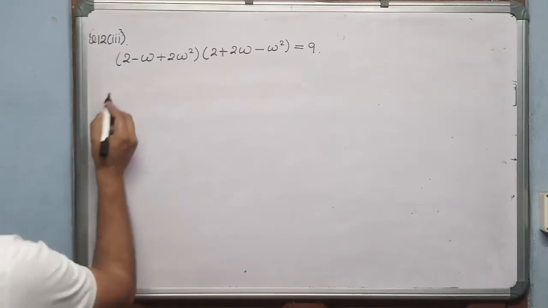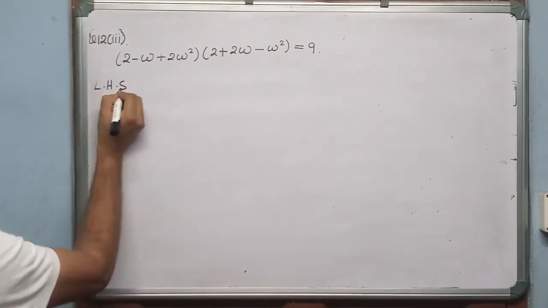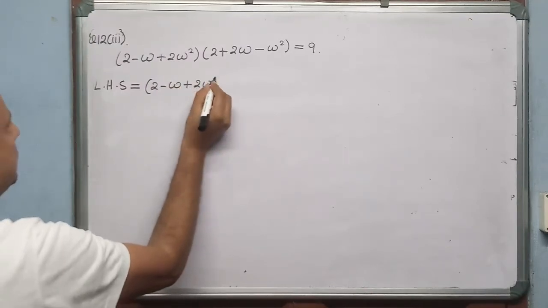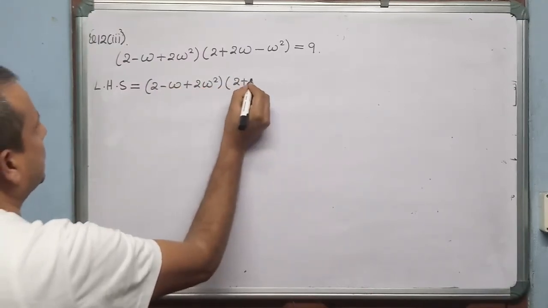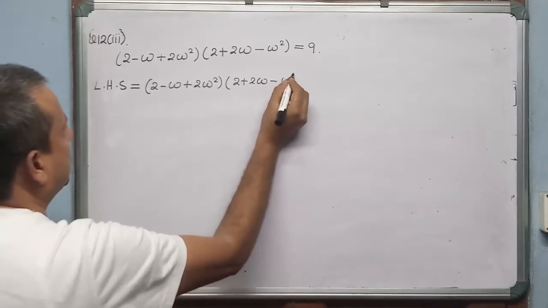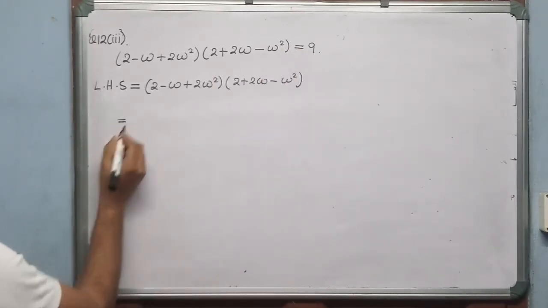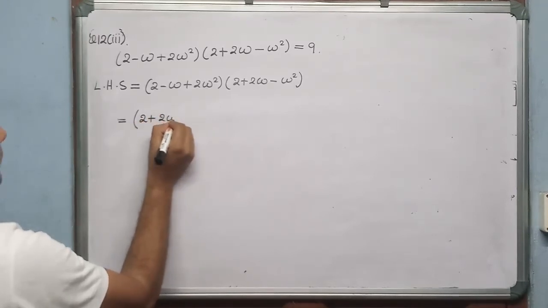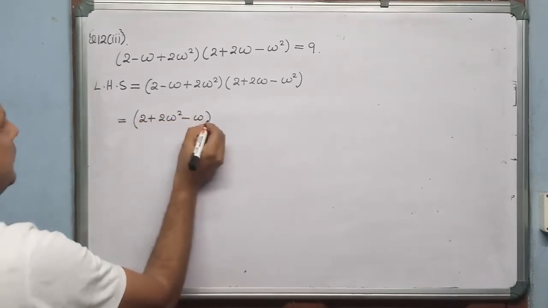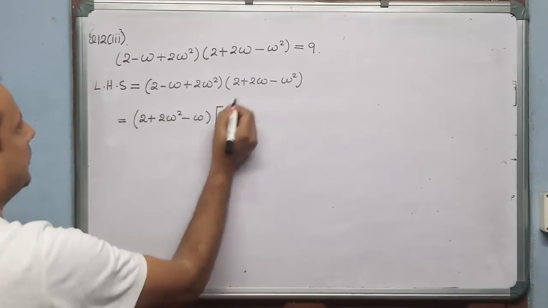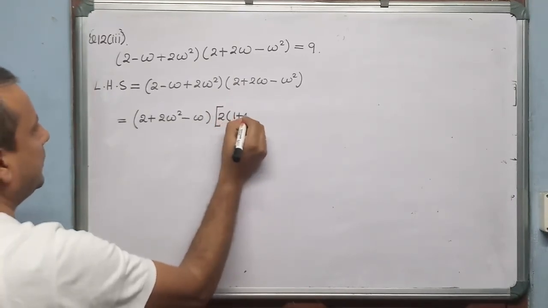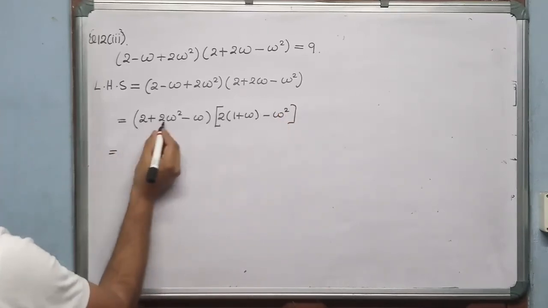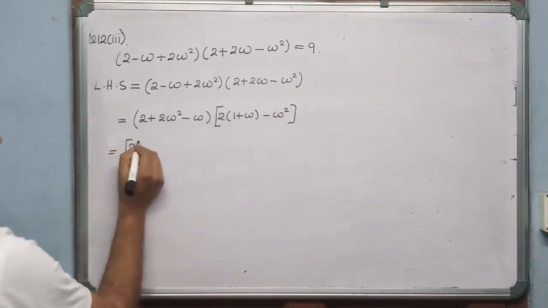Now another concept. I'll take the left hand side, a question related to omega: 2 minus omega plus 2 omega square, into 2 plus 2 omega minus omega square, equals 9. First of all, I'll write the positive quantities together. Now these two quantities are together. Then I'll take 2 common, which is 1 plus omega minus omega square. Again from these two also I'll take 2 common.